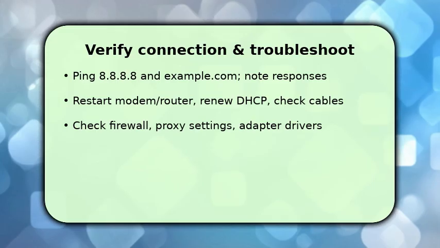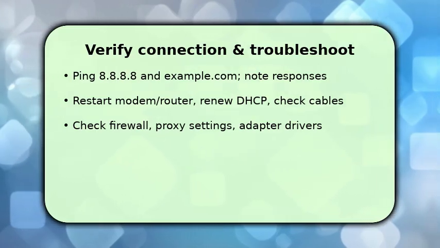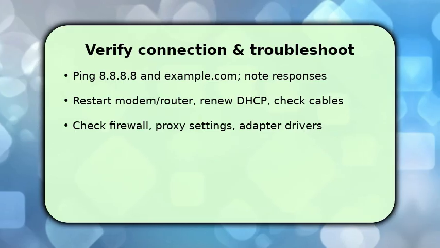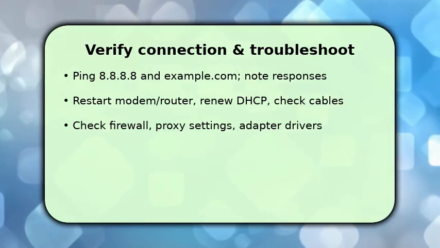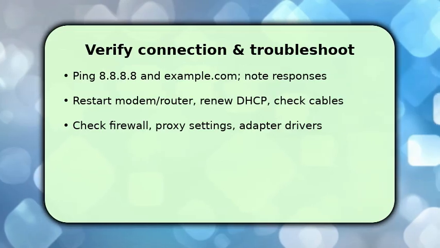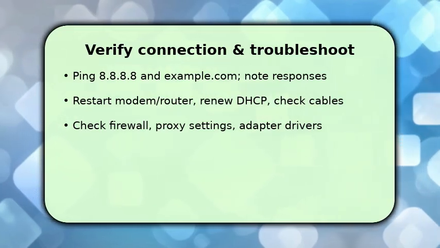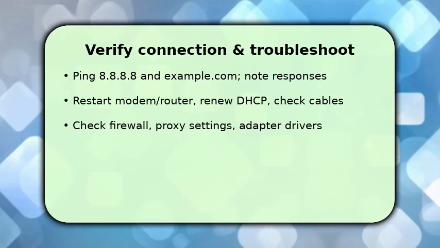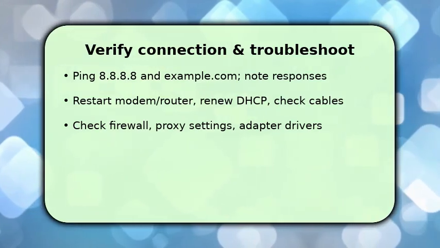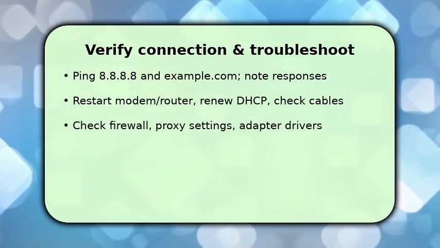If it fails, restart modem and router, then renew the desktop's DHCP lease and recheck cables. Make sure your firewall or proxy isn't blocking traffic and update network adapter drivers if needed. One key troubleshooting tip: if DNS fails but ping by IP works, change DNS to 1.1.1.1 or 8.8.8.8.